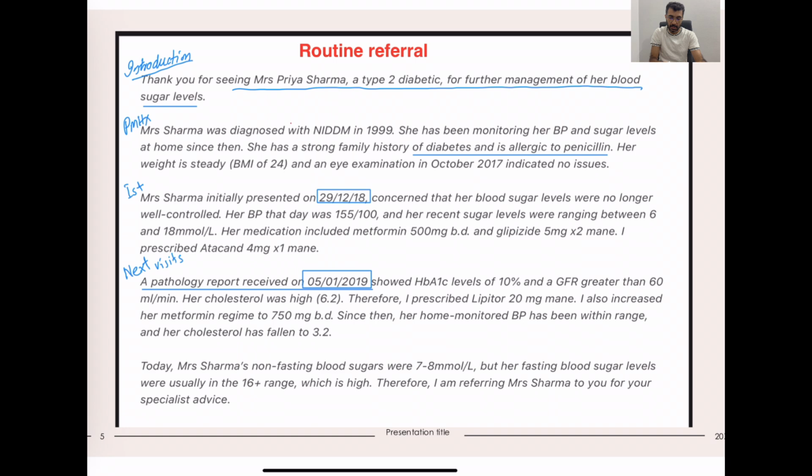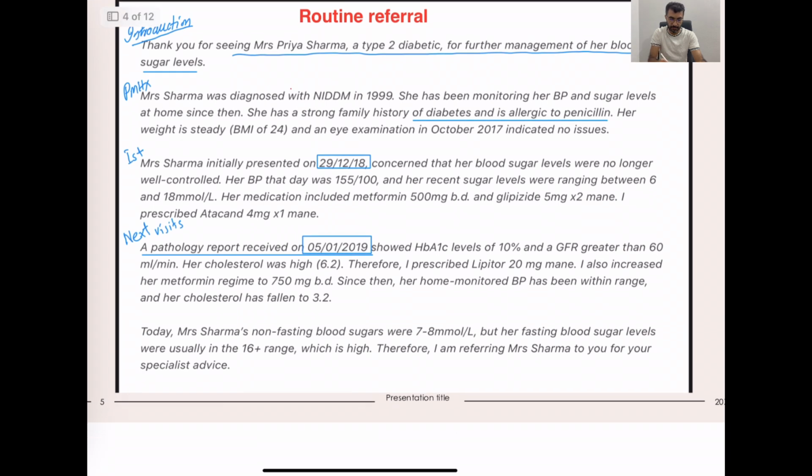Then is the last 2 days visit. So definitely the 2 days visit will be the recent visit. So today Ms. Sharma's non-fasting blood sugar levels were 7 to 8 millimole per liter, and like this. And this is the conclusion as well. Therefore, I am referring Mrs. Sharma to you for your specialist advice. So it also includes conclusion.